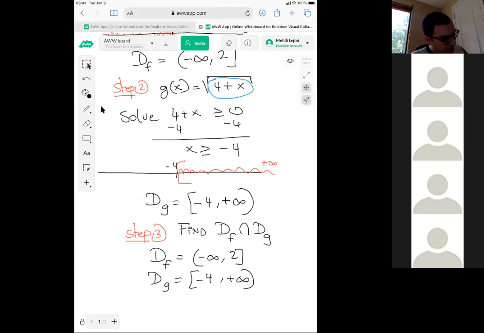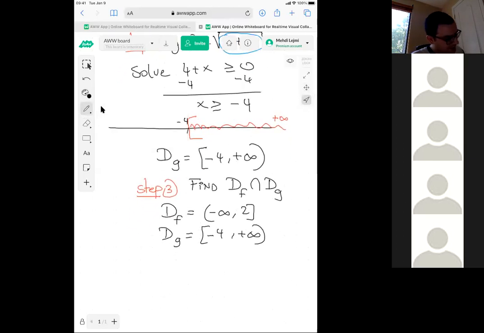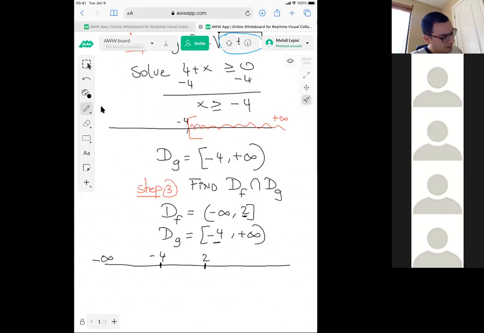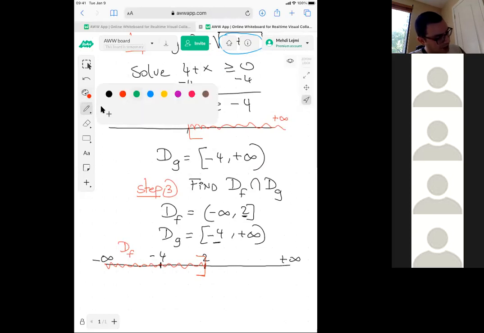So now let's find the intersection. Again, my advice is to use this number line. I need positive 2, so here's my positive 2. I need the negative 4. It's less than 2, so I'm going to put it on the left side of 2. Here's my negative infinity, positive infinity. Now let me draw the domain of f. So it's negative infinity to positive 2, right? Positive 2 included. That's the domain of f, the one in the red. Now I'm going to use the green for the domain of g. So it starts at negative 4 and goes all the way to positive infinity. So that's the domain of g.